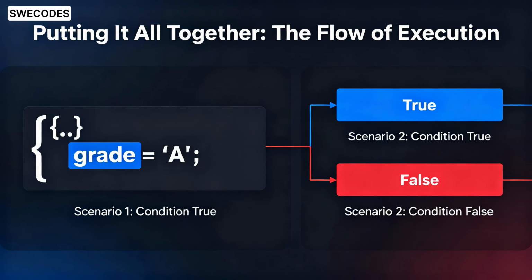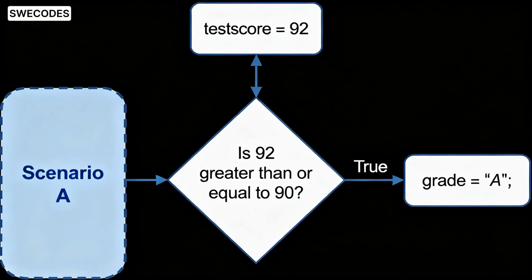Putting it all together, the flow of execution. So, let's watch the complete flow of execution. Scenario A. The condition is true. Our test score is 92. The program hits the if and asks the question, is 92 greater than or equal to 90? The answer is true. Because it's true, the program enters the curly braces. It runs the code grade = A. The grade variable is now set.